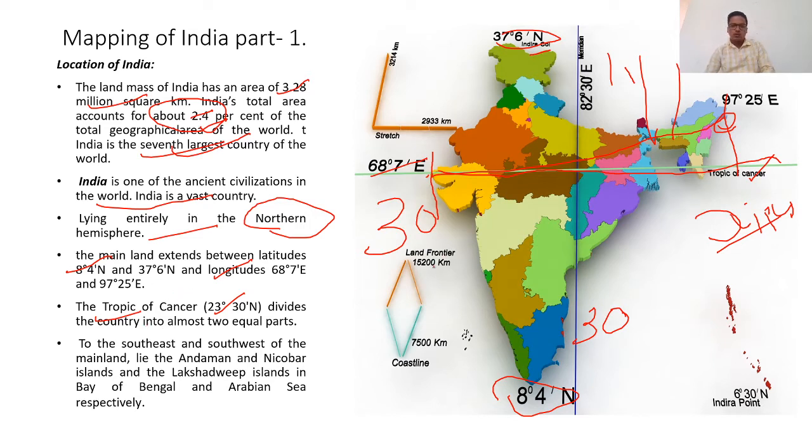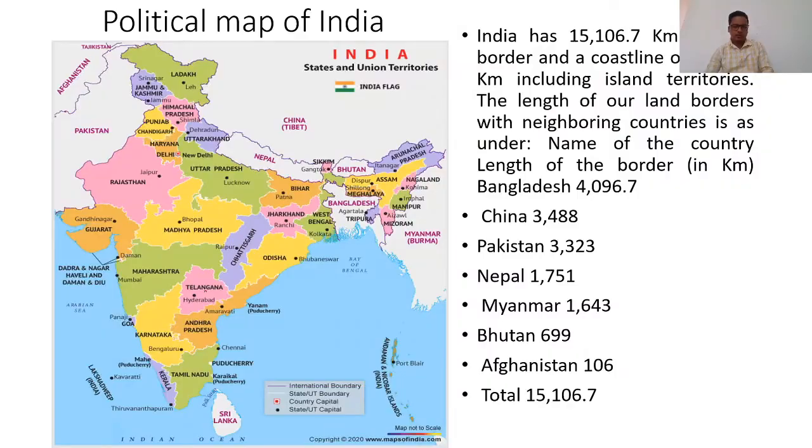So it passes through 8 states. This might be asked, or has also been asked many times: Gujarat, Rajasthan, MP, Chhattisgarh, then Jharkhand, West Bengal, Tripura, and Mizoram. 1, 2, 3, 4, 5, 6, 7, 8. So the Tropic of Cancer is passing through 8 states. You have to remember this too. This can be asked, and it has been asked many times.